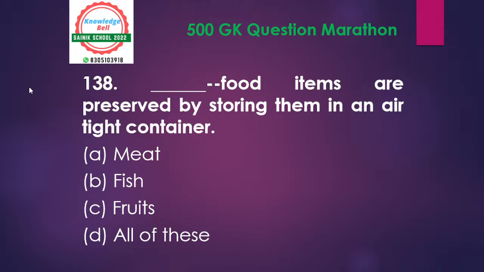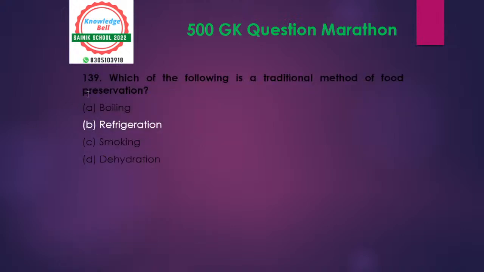Meat, fish, fruits, all of these. Good, Sarthak. Correct, Pratyaksh. Correct, Vedvyas. Okay. All the food items, meat, fish as well as fruit, we can preserve by storing them in an airtight container. What we can do by storing them in an airtight container is achieve the food preservation method.